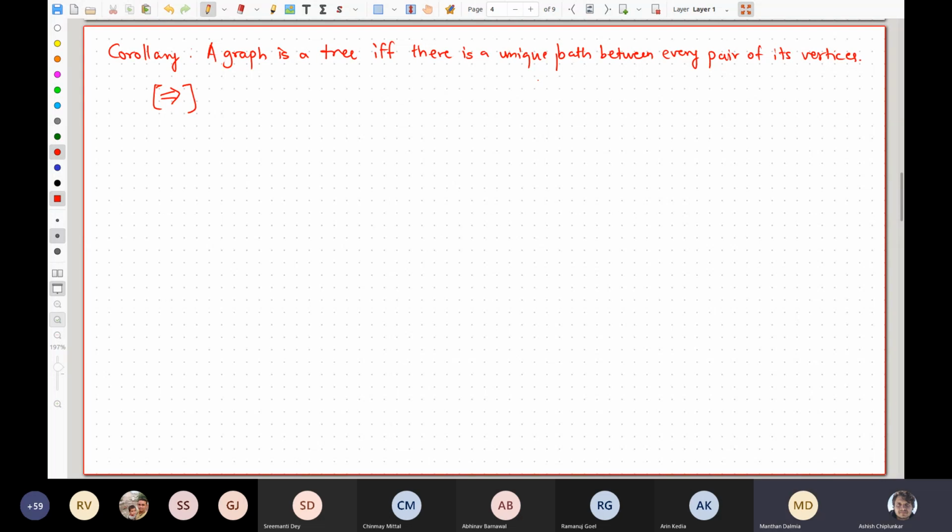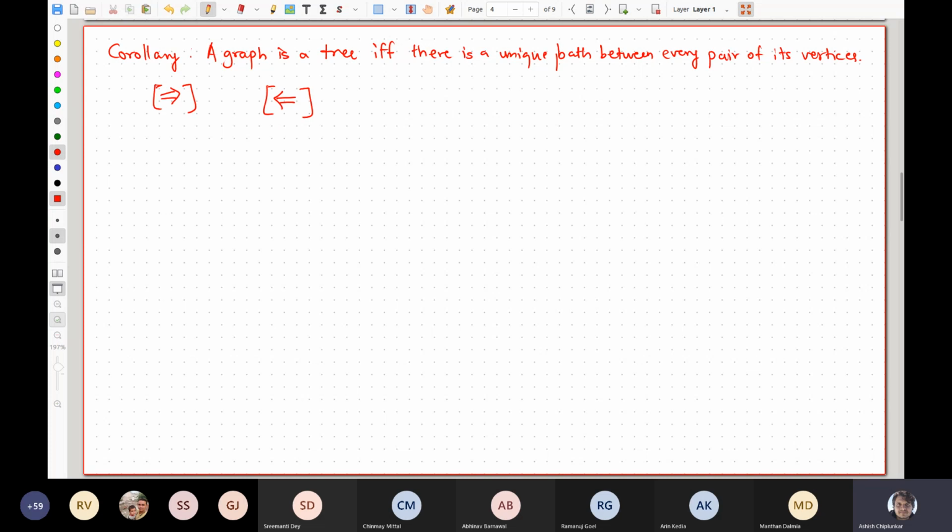Right. So if there are two vertices which don't have a unique path, then either they have at least two paths, in which case you will get a cycle in the graph, or they have no path between them, in which case the graph will be disconnected. So therefore, in either case, it will not be a tree. Right. So that proves the left to right implication. What about the right to left? I think that is much easier.